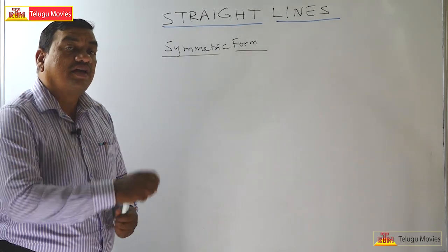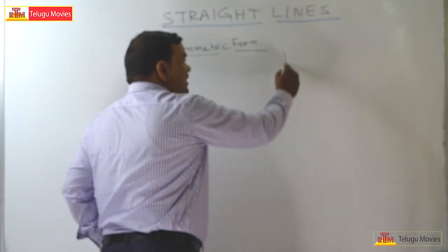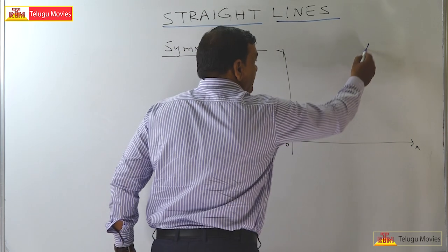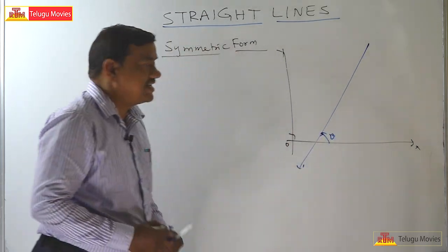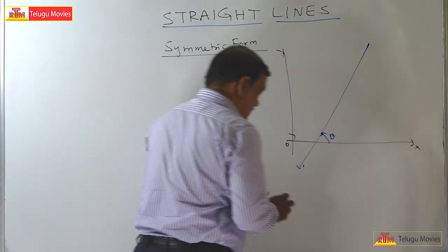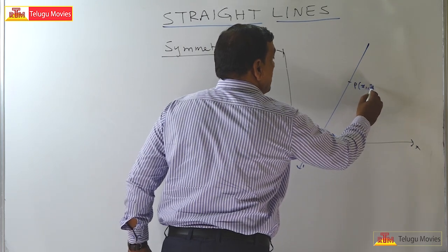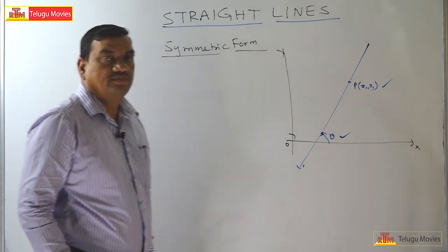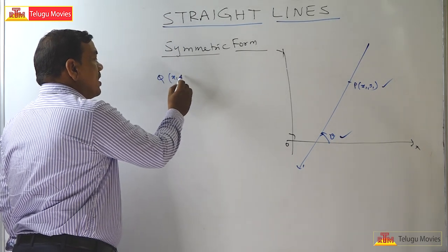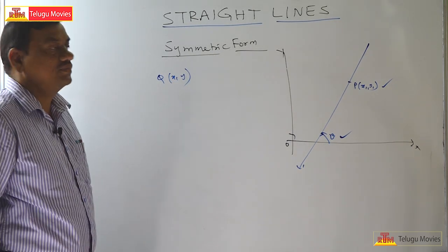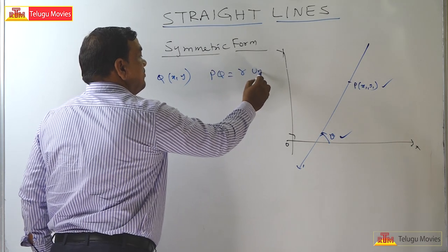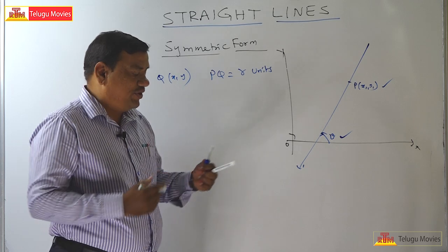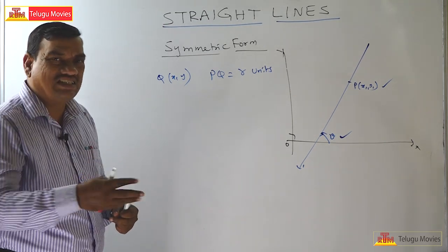A very important application of this symmetric form is this. Consider the x-axis, y-axis and origin. Now there is a line making an angle theta with the x-axis. There is a point P on this line, x1 comma y1. Here theta is given and the point is also given. I want a point Q, x comma y, such that the distance between P and Q is some r units. P is a fixed point, and Q is a point such that the distance between P and Q is some r units, say 5 units, 6, 7, 8, whatever it may be.